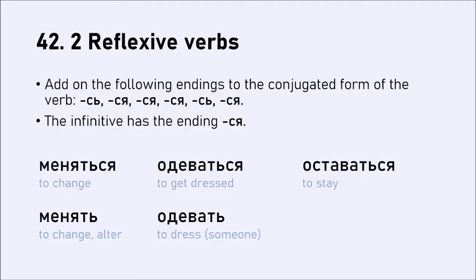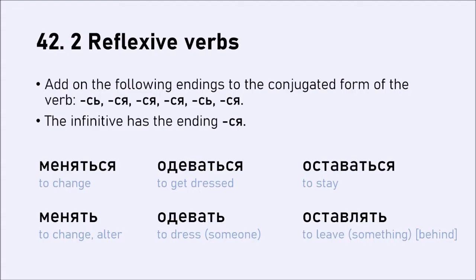Lastly, оставаться. Оставаться means to stay. Now the form without the reflexive suffix at the end is slightly different. It is actually оставлять. Оставлять. That means to leave something behind. So you might leave an object behind on a desk. I don't know, you might leave your keys at home or something like that.